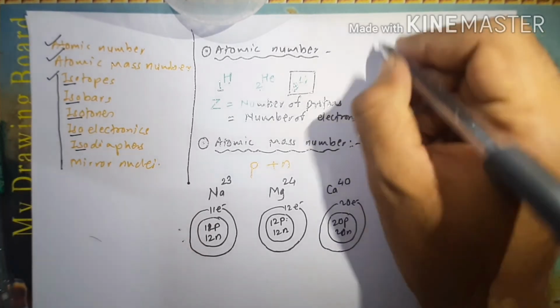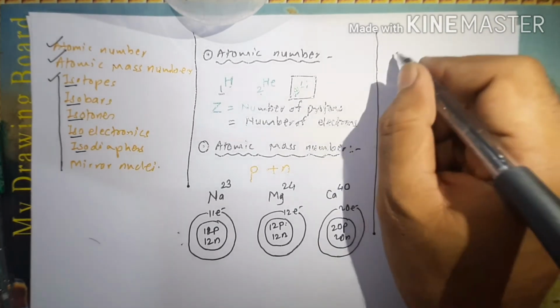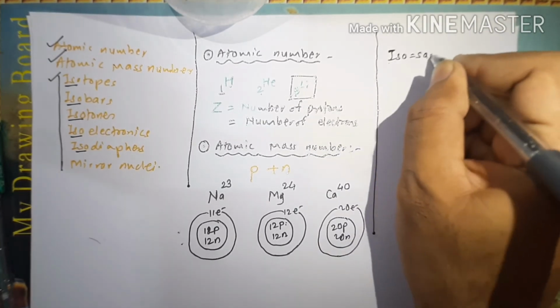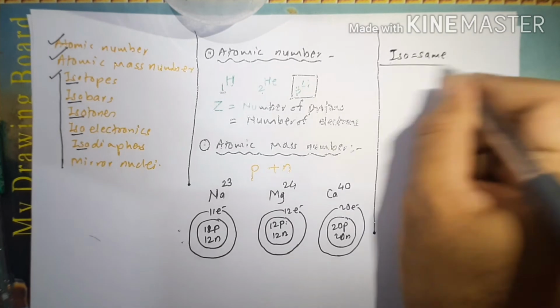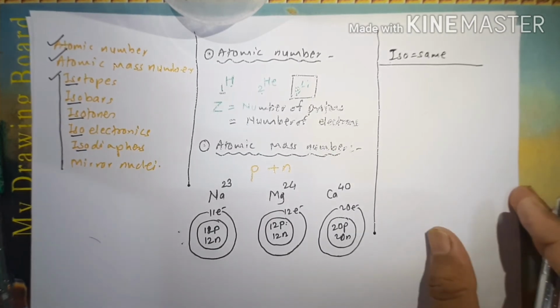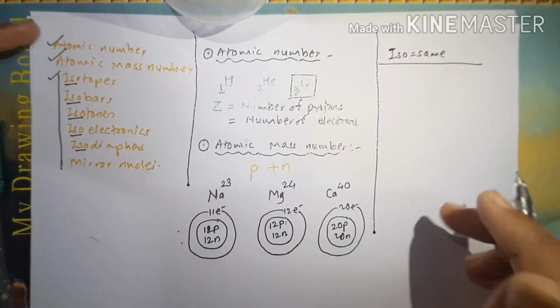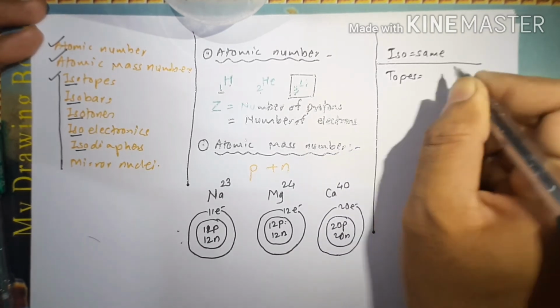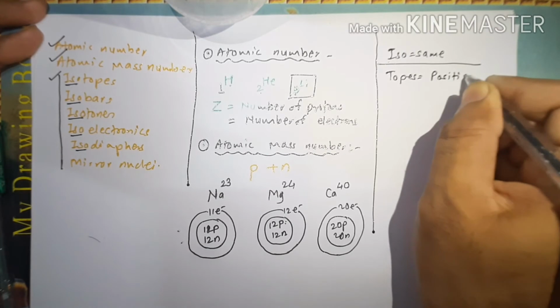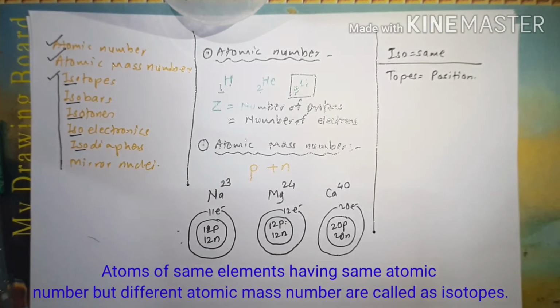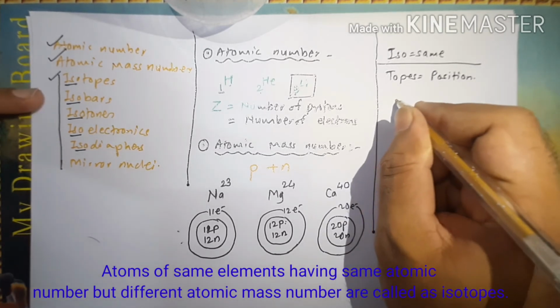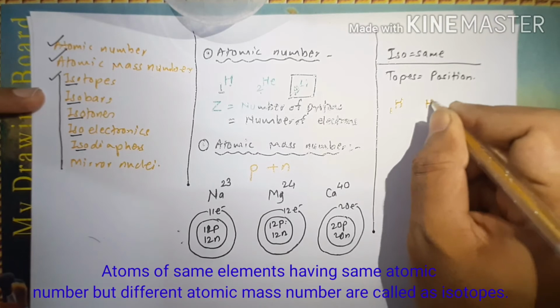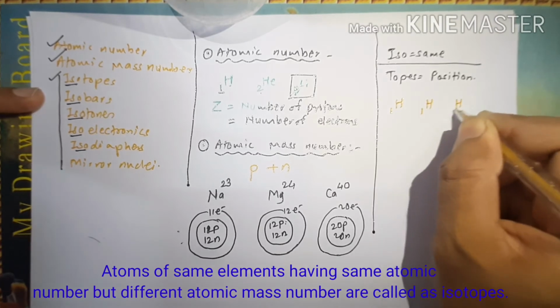The meaning of iso: iso means same. Okay, so we are going to use the term iso repeatedly in all these upcoming definitions. Iso means same. What is the meaning of topes? Topes means position. So isotopes are the atoms of the same element having the same atomic number but different mass numbers.